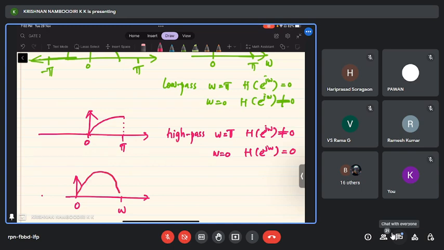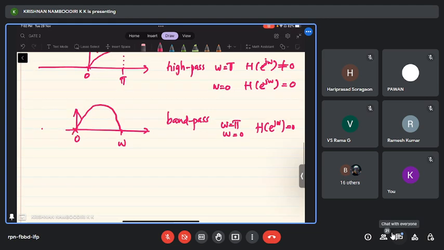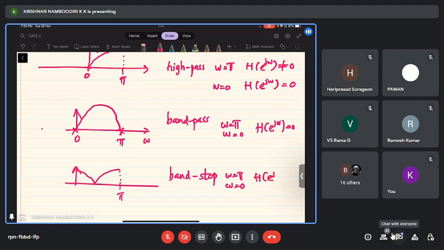Now, two other things. One is a band pass filter. The band pass filter is very interesting. It has H of e power j omega equal to 0 at omega equal to pi and at omega equal to 0. At both these frequencies, the frequency response will have a 0. Now coming to the band stop filter, this will have a response looking like this. So this is band stop or band reject. At omega equal to pi and at omega equal to 0, H of e power j omega is not equal to 0. Is it clear?